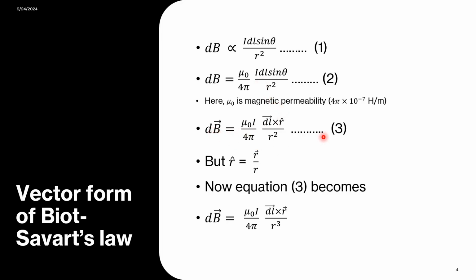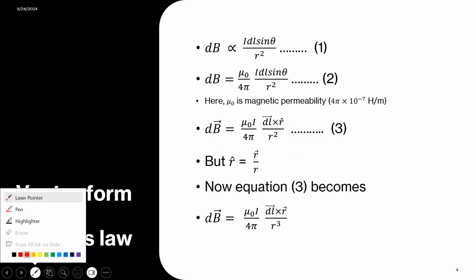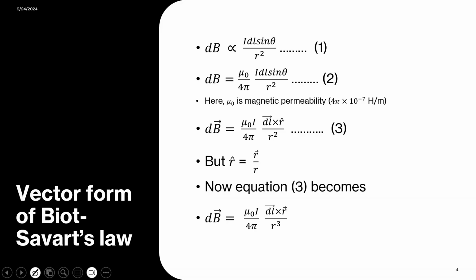Now we have to present equation 2 in vector form. For that we have utilized equation 3. To understand more about this, consider the formula A cross B equal to AB sin theta. Vector A cross vector B is equal to modulus of vector A, modulus of vector B, and sine of the angle between them.